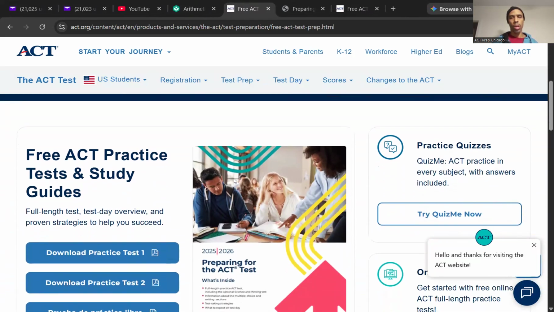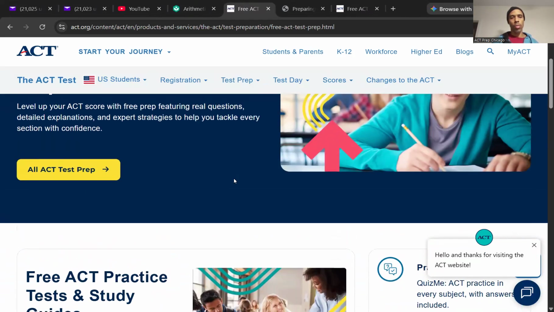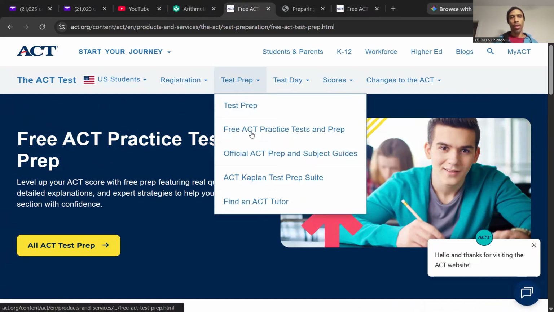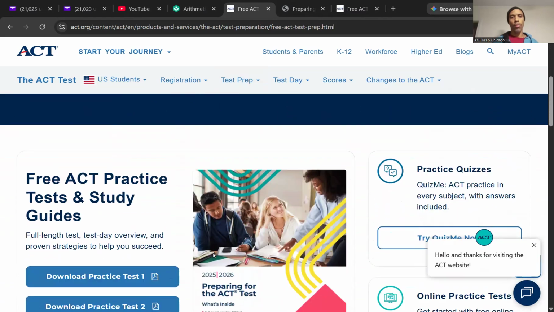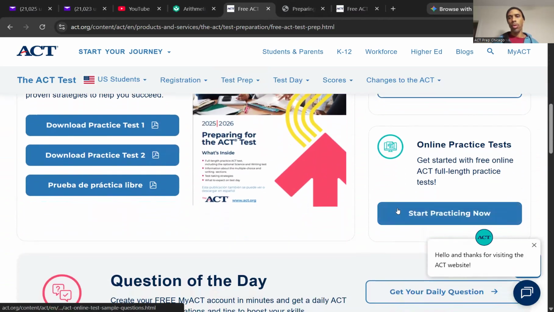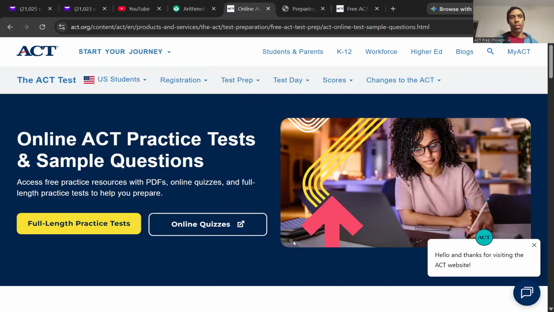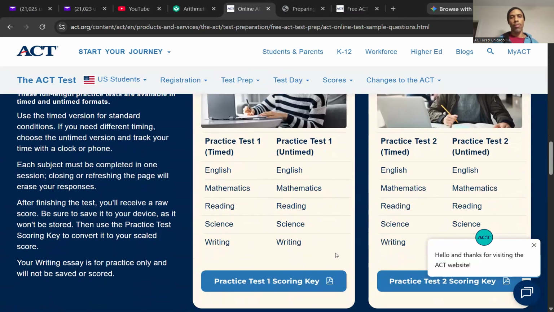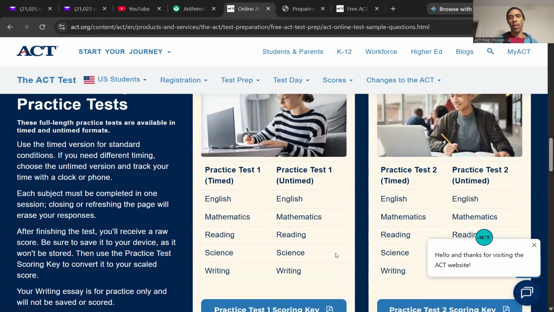And so when you go to free practice test, you see the link I just went to. So free ACT practice test and prep. I click there. Now, if you want PDF versions of the same ones, you can get them here. This is test one, this is test two in PDF version. Or you can go to online practice test. That's where we went. You can do the online versions, which is what you'll see when you actually take the test.